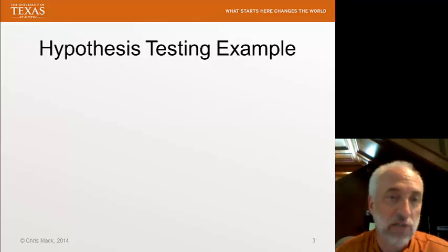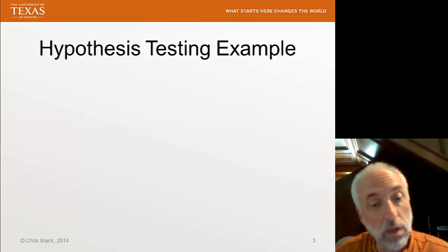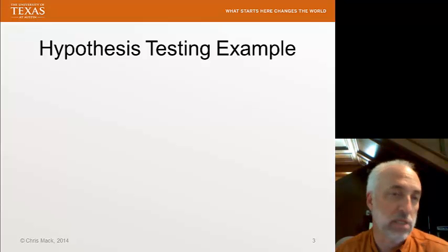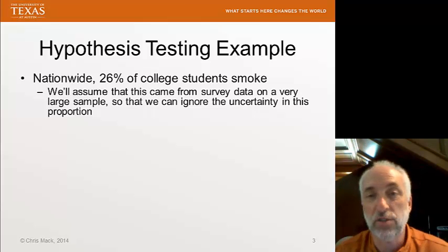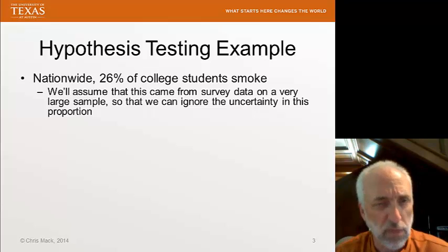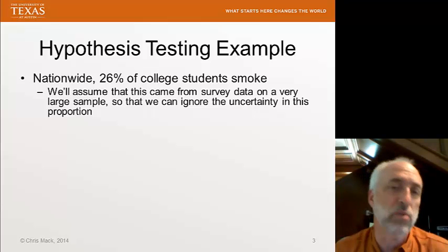So let me give you an example, and we'll use this example through the rest of this lecture. It's a simple made-up example. Nationwide, 26% of college students smoke. We'll make the assumption that we know this number.